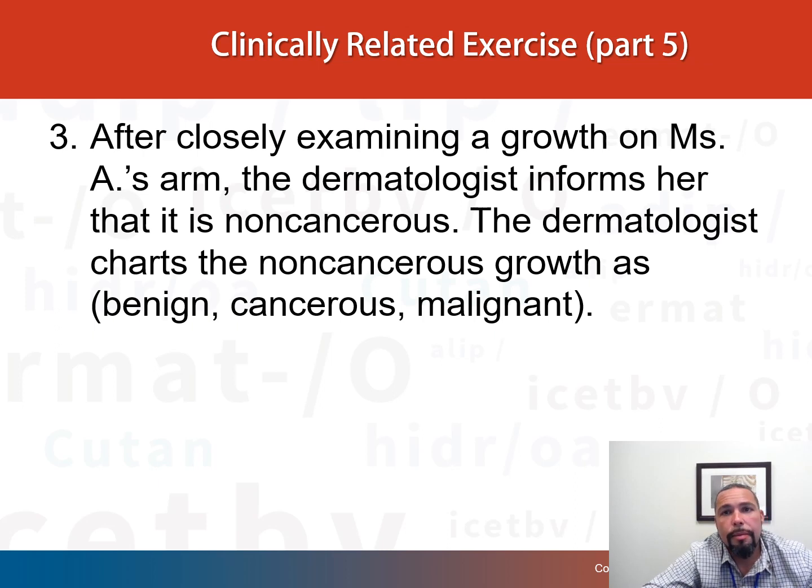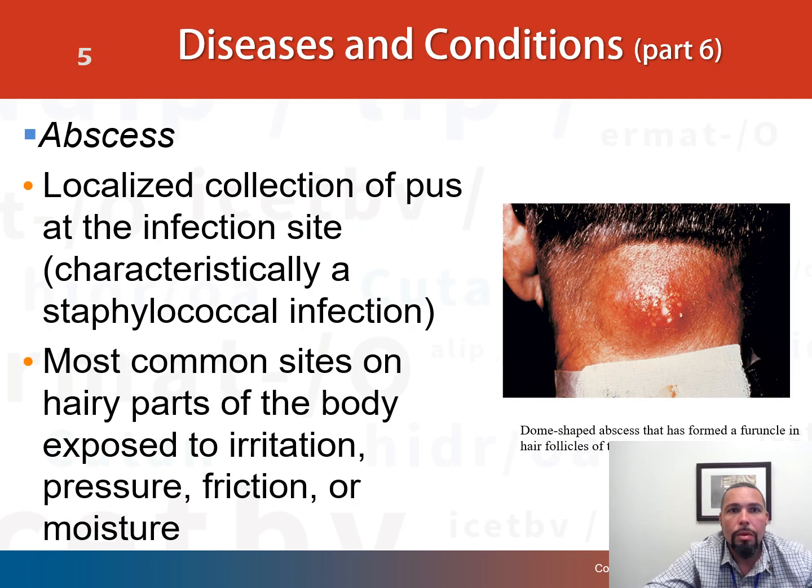After closely examining a growth on Mrs. A's arm, the dermatologist informs her that it is non-cancerous. The dermatologist charts the non-cancerous growth as which one of these? All right, it will be 9, right there, the very first one. All right, let's continue going under some other diseases and conditions.